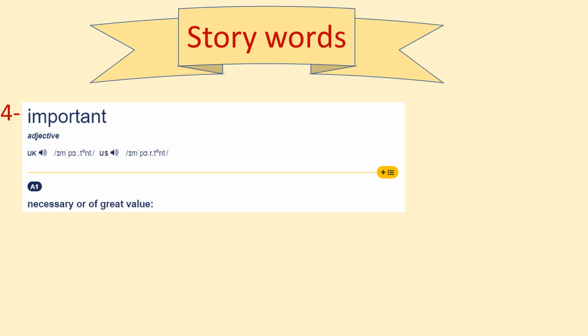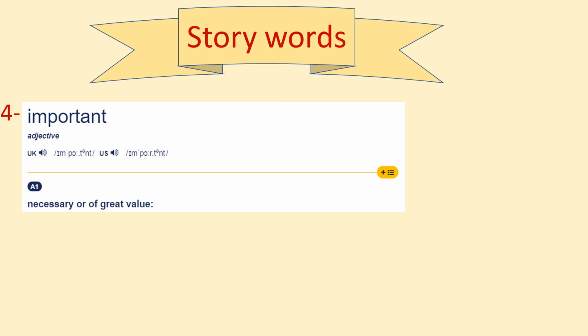Word number 4 for today is important. Important, which means very necessary or of great value. Very important things. Have you ever, kids, read any important book? For sure, your English book is very important, kids. So important means very necessary or of a great value. Can you tell me who's the most important person in your life, kids? Your mother. She is a very important person for you because she helps you to do your homework. She cooks for you. She takes care of you if you are sick.